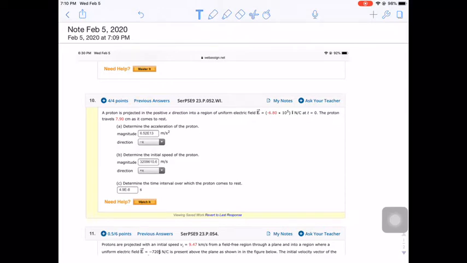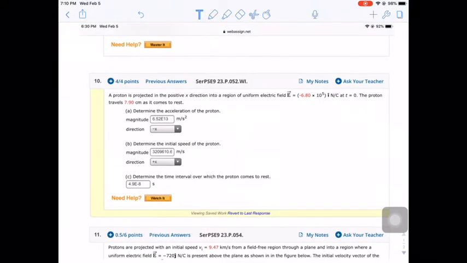This is WebAssign 9A, number 10, problem number 10. So it reads, a proton is projected in the positive x direction into a region of uniform electric field of negative 6.80 times 10 to the fifth newtons per coulomb at t equals 0. The proton travels 7.90 centimeters as it comes to rest.